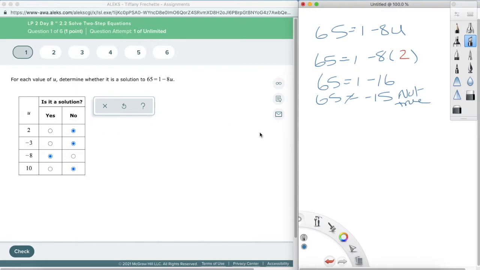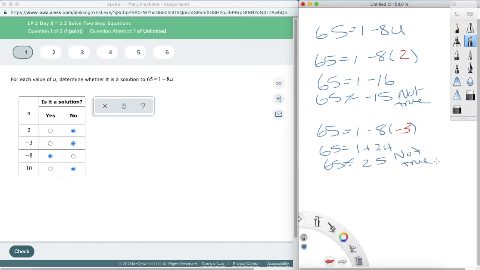And I would go through and do the same thing for each one. 8 times negative 3. Oops, I had that in red before. I'm going to keep my pattern going here. Negative 3. So you can see I'm changing. It's the same exact equation, but now I'm going to use the second number they asked me to use. I'm just going to plug that in and see, do I in fact get 65 when I plug this in? So now negative 8 times negative 3, I get positive 24. So now I get 65 equals 25 when I add 1 and 24. Well, that's still not true. We're getting closer. Not true.